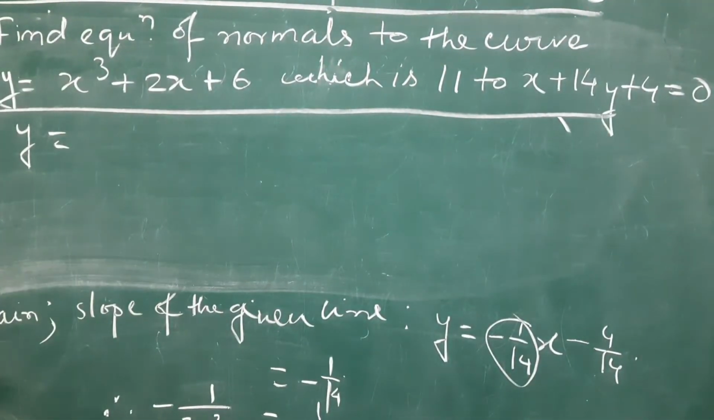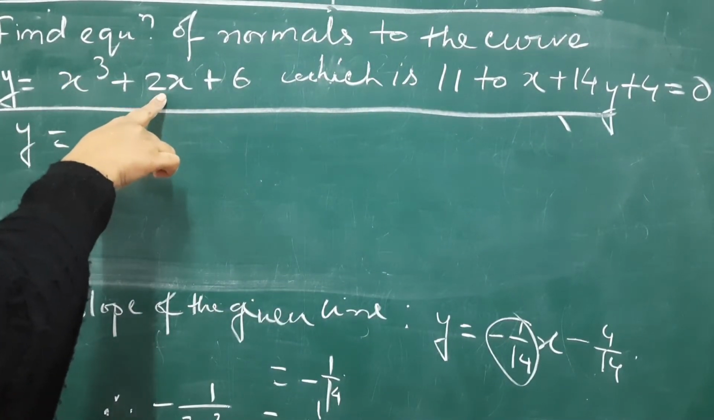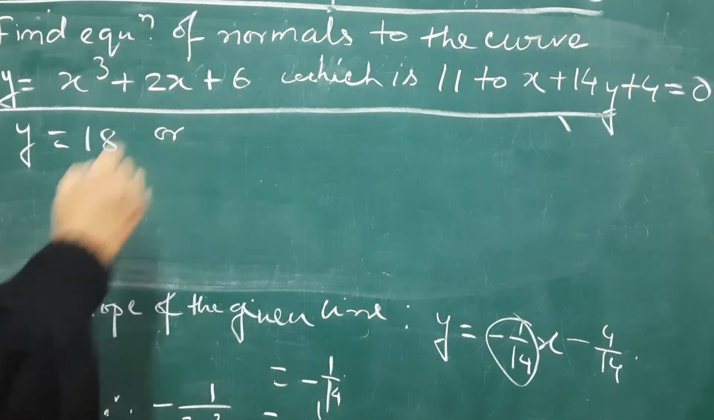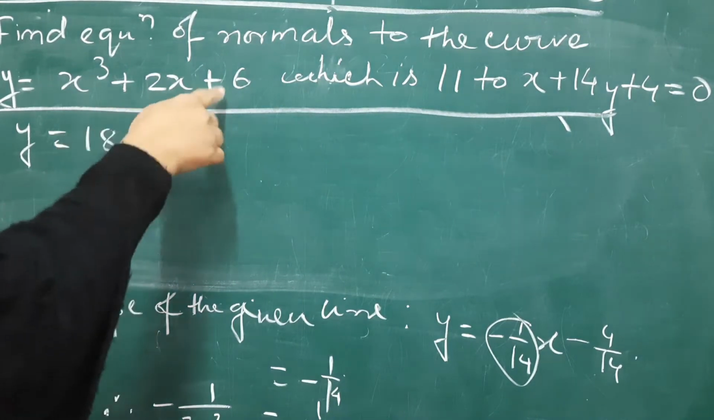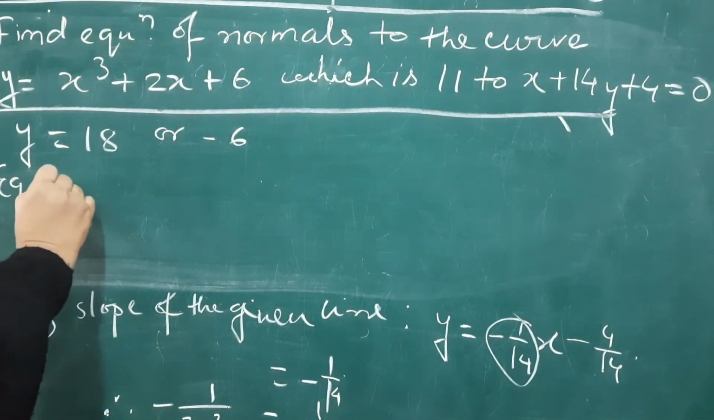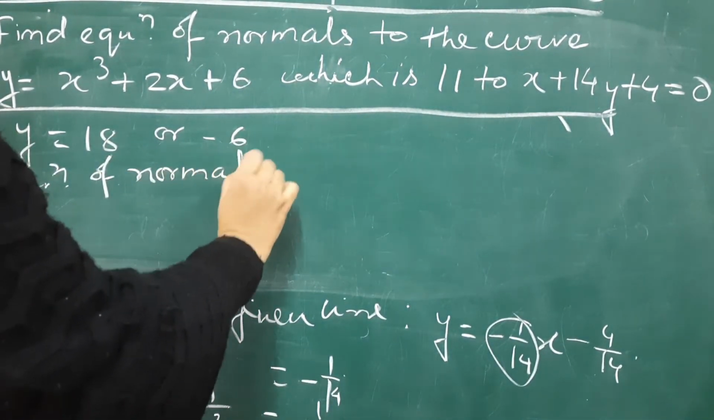y is equal to, if we put plus 2, 2 cube is 8, plus 4 is 12, plus 6 is 18. Or if we put minus 2, minus 8, minus 4 is minus 12, plus 6 is minus 6. Therefore, for the equation of the normal, we will get two equations.